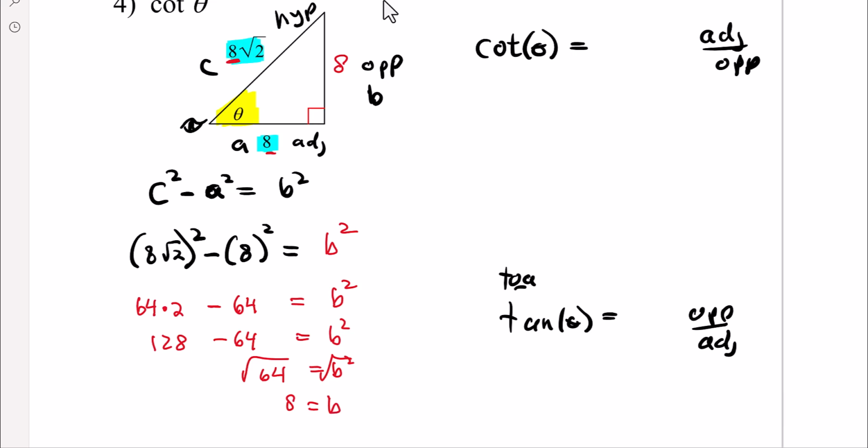But in the future, whenever the hypotenuse is a number root 2, and one of the other sides they give you is the same number as the one outside the root 2, the third side will be that same number. These are 45 degree angles. All right, so now we know the opposite side and the adjacent side. Adjacent side is 8, opposite side is 8, and that simplifies to 1. So cotangent is 1. All right, that's it for this video.